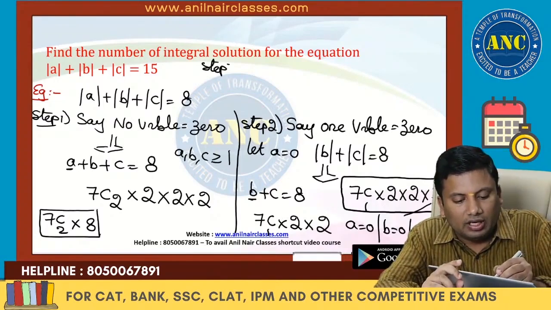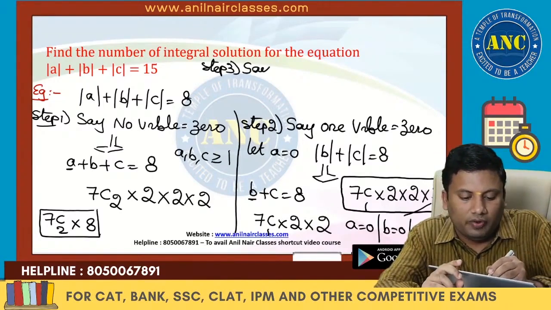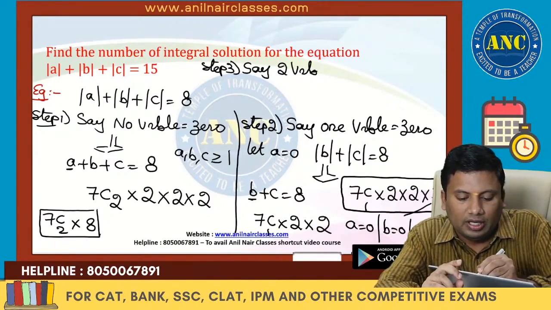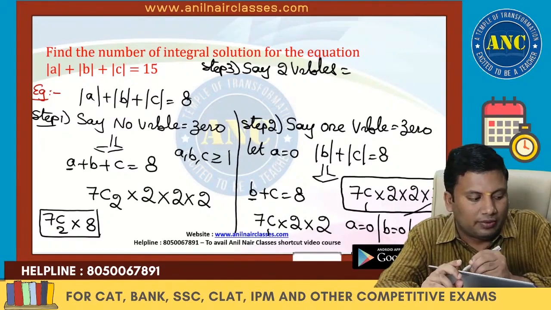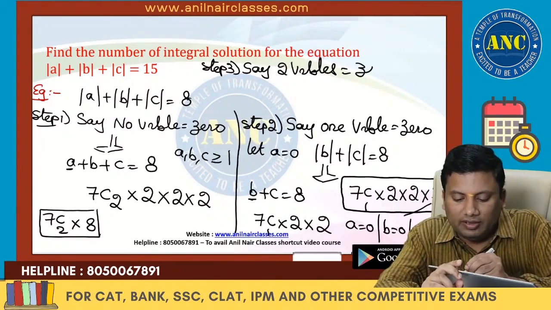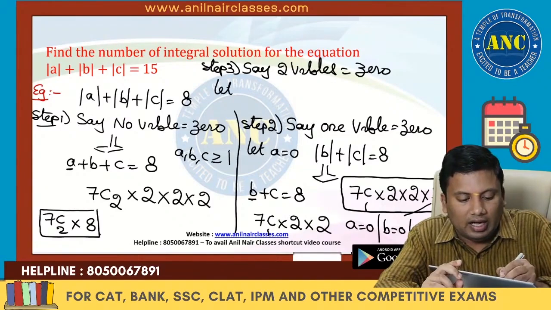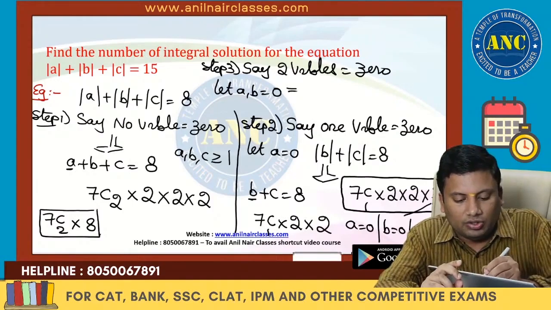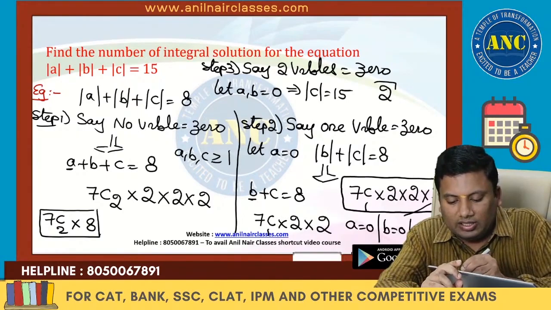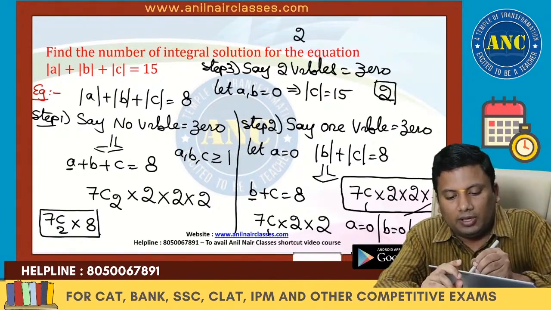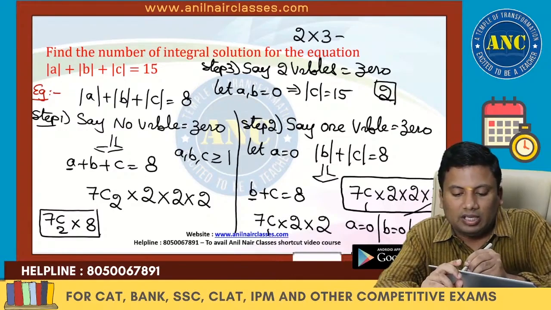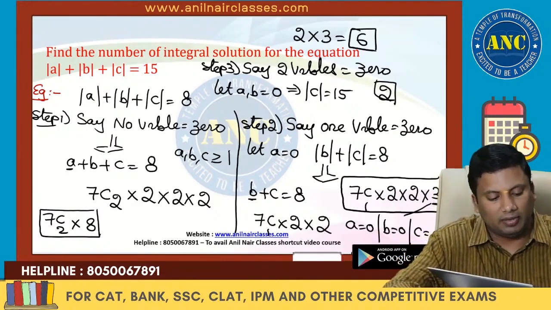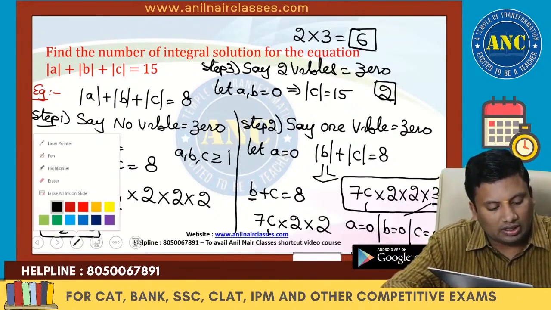Step number 3. Say two variables are 0. Let a, b be 0. I got |c| = 8. So two answers I will get. a, b 0; b, c 0; a, c 0. 2 into 3 is nothing but 6.